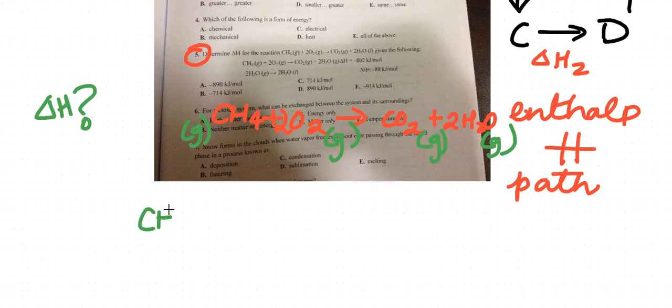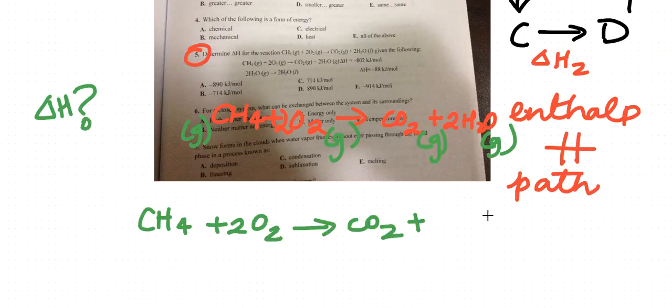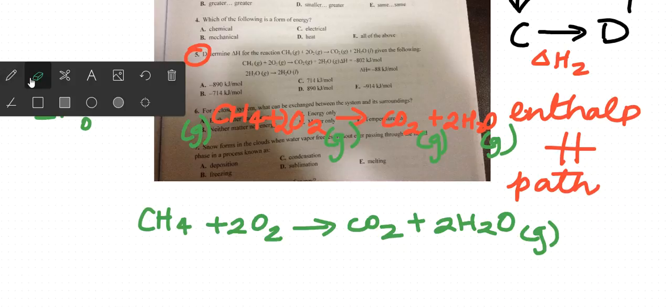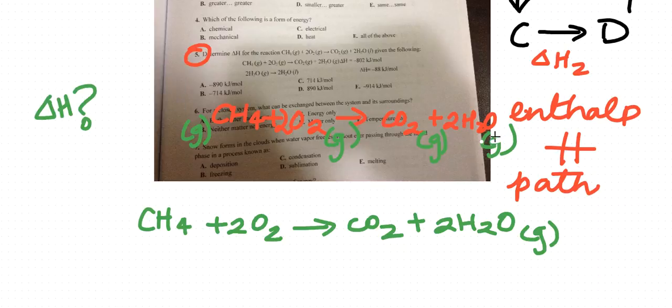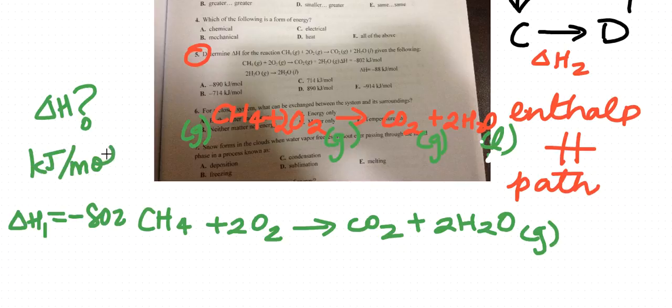So one reaction looks very similar. It's CH4 plus 2O2 again, giving CO2 and 2H2O. And if you're very careful, you'll notice that this is a gas, okay? And I made a mistake. The original reaction that was unknown was not a gas, but a liquid. So this is a liquid right here. So you are actually given the enthalpy of formation of a gas. And they're saying this is negative 802. I'm going to just write kilojoules per mole here because everything is in that.